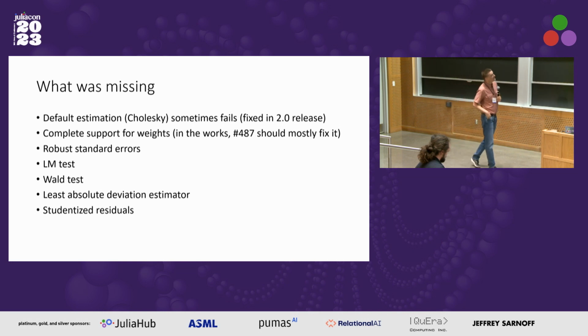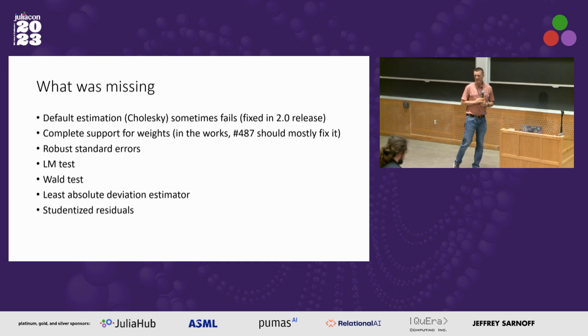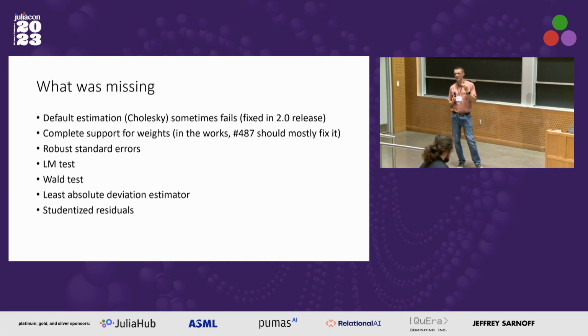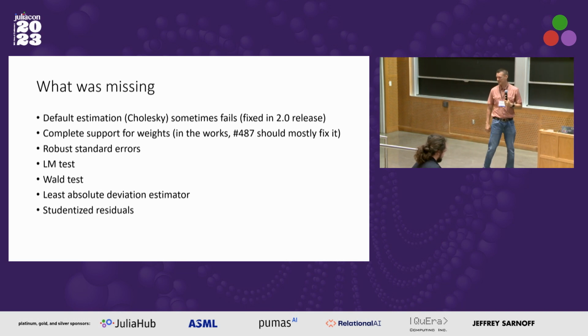So this is maybe not the biggest problem, but this was problematic at the core level, because this meant that some things that you could estimate easily in R, you switch to Julia and you just got a different result.